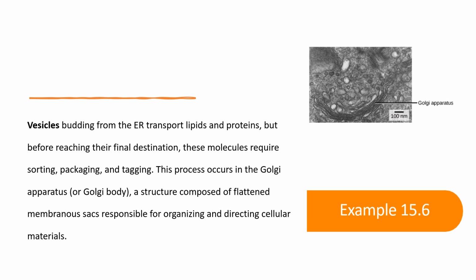Transport vesicles from the endoplasmic reticulum fuse with the cis face, releasing their contents into the Golgi's lumen. As proteins and lipids move through the Golgi, they undergo modifications, such as the addition of short sugar chains. They are then tagged with phosphate groups or other molecules to ensure they reach their correct destinations. The Golgi apparatus packages modified proteins into secretory vesicles that bud from its trans face. Some of these vesicles release their contents into other parts of the cell, while others fuse with the plasma membrane to secrete substances outside the cell.